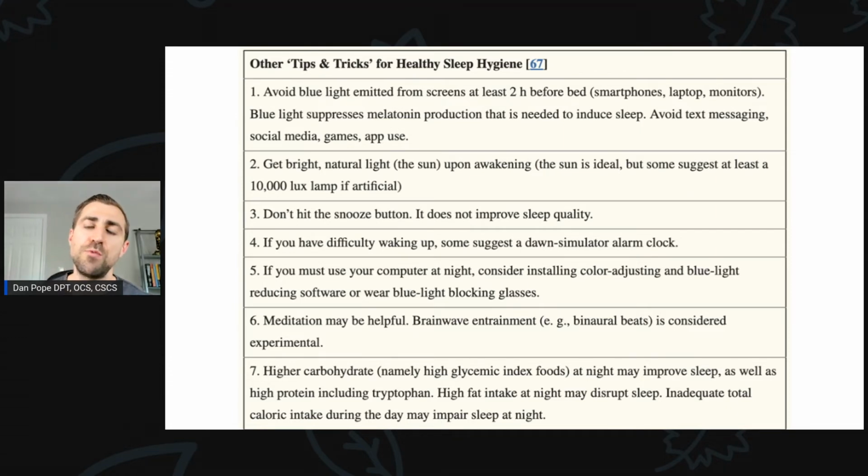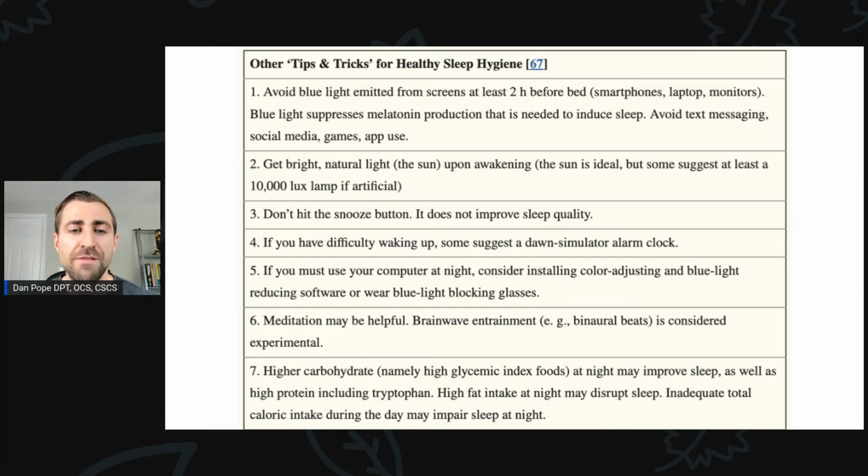So over the course of time, we have high cortisol in the morning, low in the evening, and melatonin does the flip, low in the morning, high at nighttime. Okay. That's what we're looking for. Number 3, don't hit the snooze button. It does not improve sleep quality, contrary to what my wife believes.